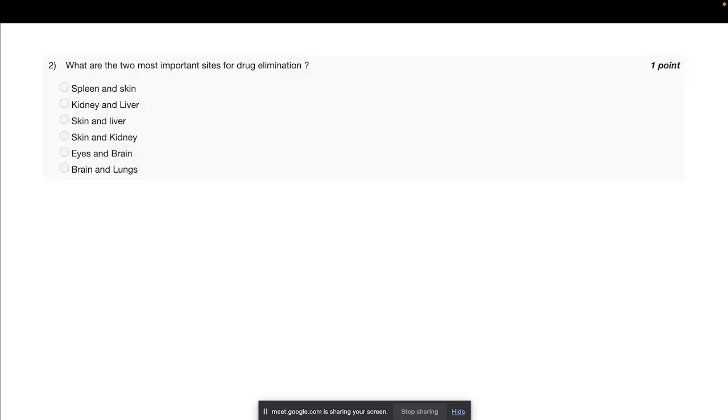Next question was, what are the two most important sites for drug elimination? The answer is kidney and liver. Everything else is minor. By every other route the drug can be eliminated, but the major ones that are responsible for drug elimination are the kidney and liver.